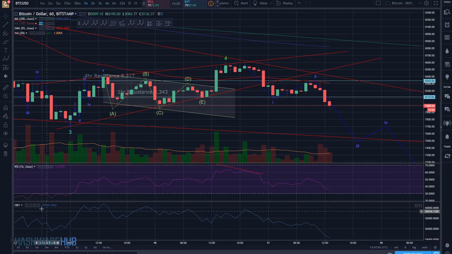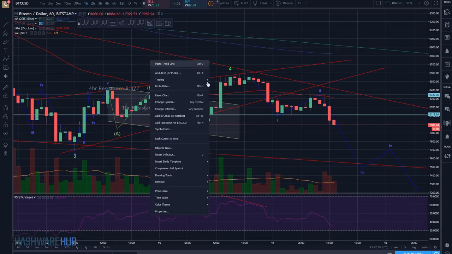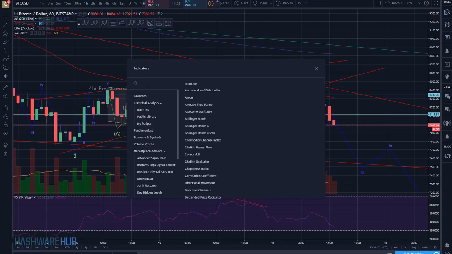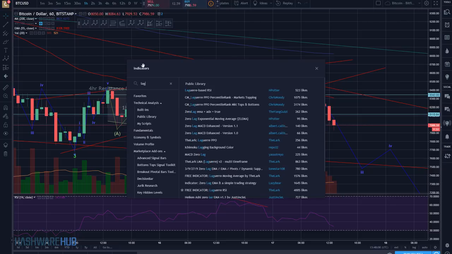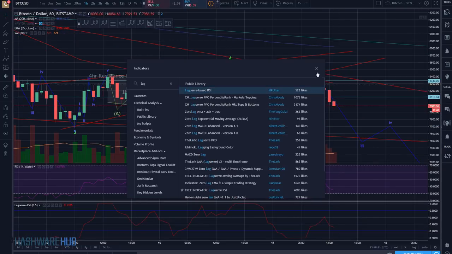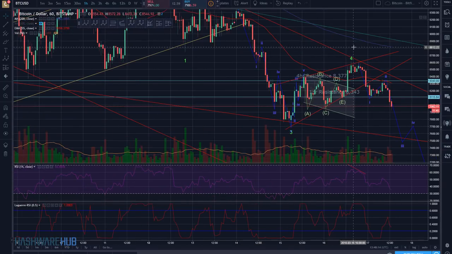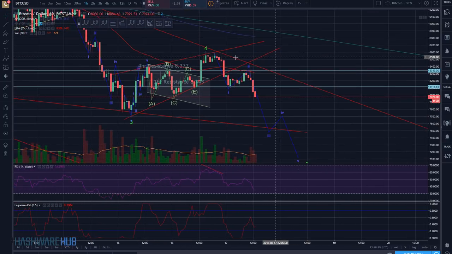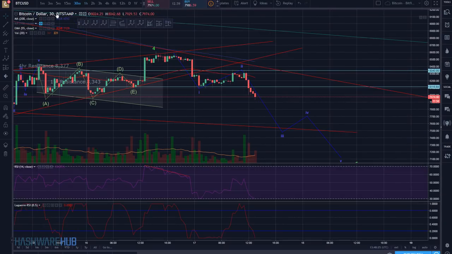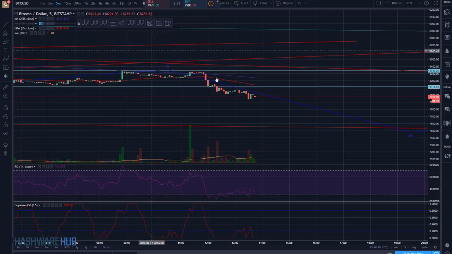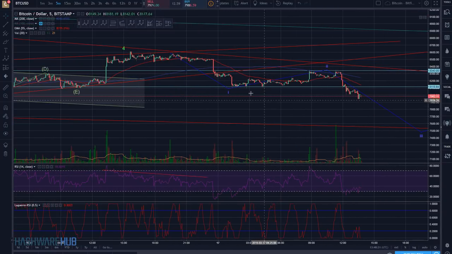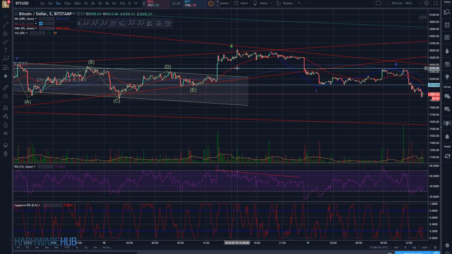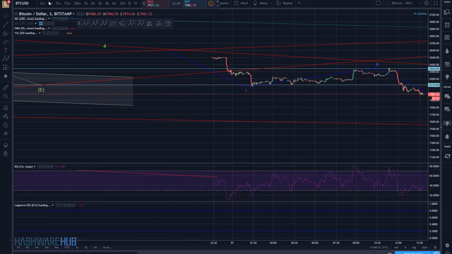All right? Let's pull up the Laguerre RSI again. So sometimes with people that are new to trading, this gets really, really messy. Another thing I want to show you guys. When this happens, I start getting super granular as far as the trading is concerned.